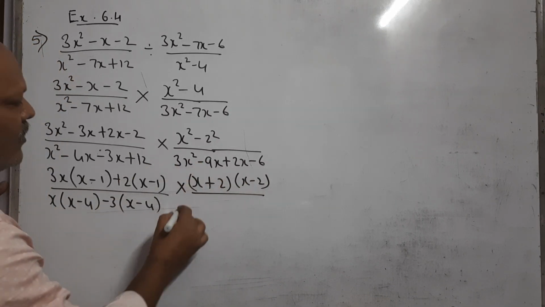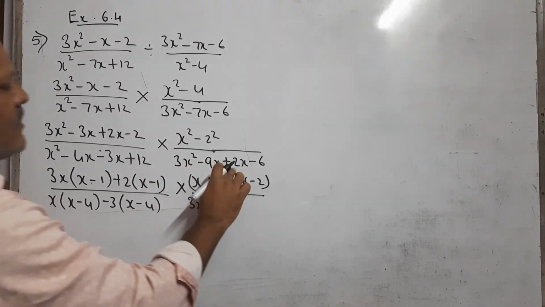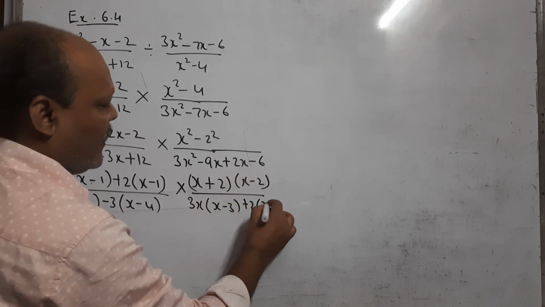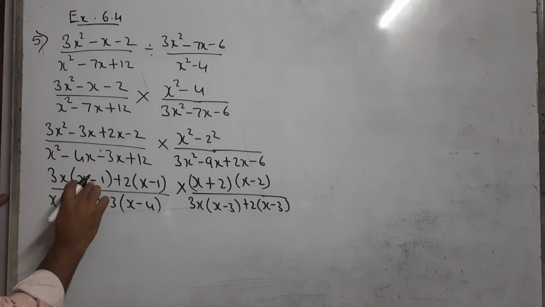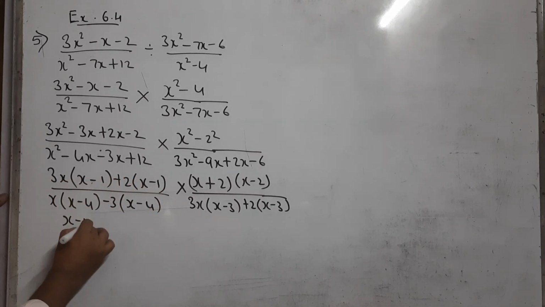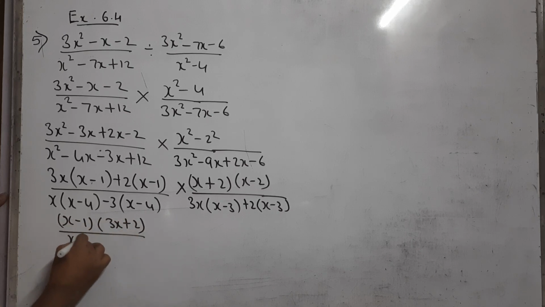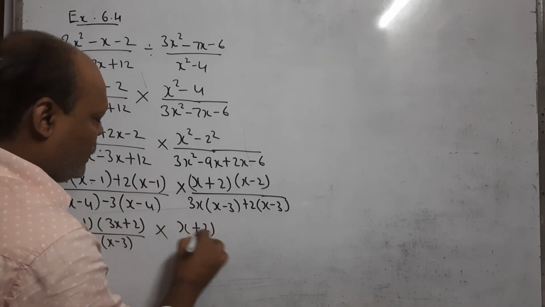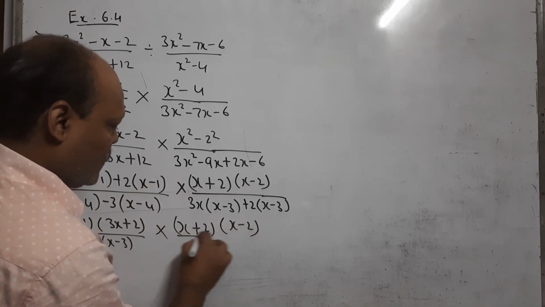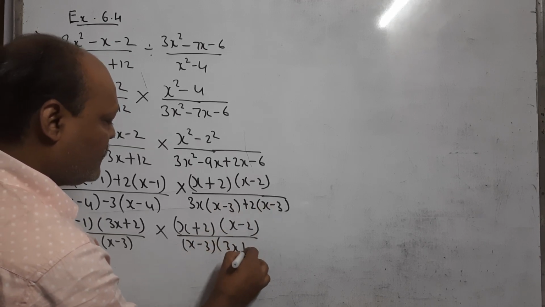From these two, what can we take out common? 3x. What will we get? X minus 3. And from these 2 we can take out common x minus 3. Okay. Now we will combine it. These two brackets are the same, that is x minus 1, 3x plus 2, x minus 4, x minus 3 into, here as it is, x plus 2, x minus 2. Here we will combine these two brackets, x minus 3 and 3x plus 2.